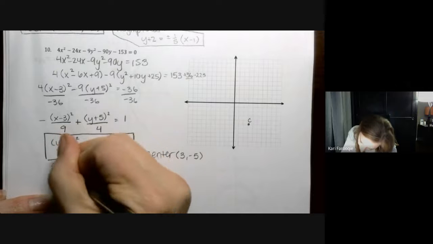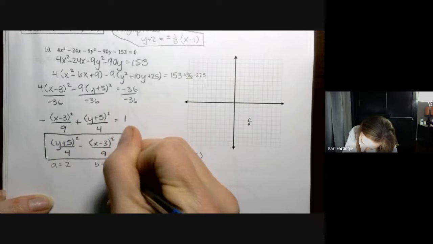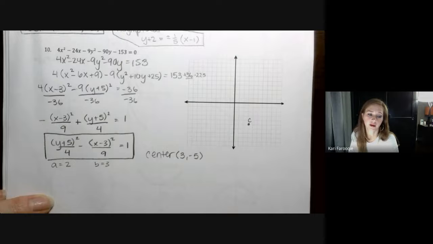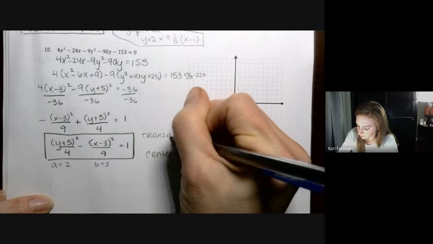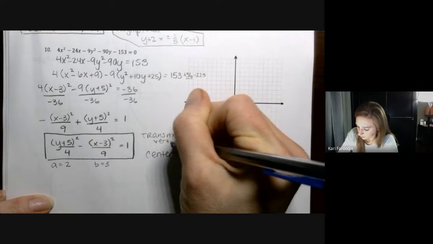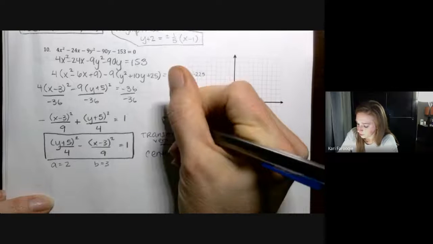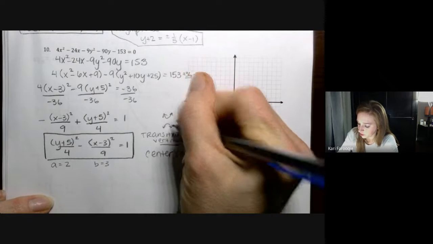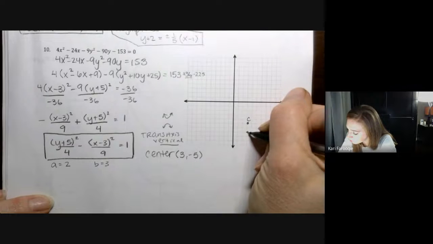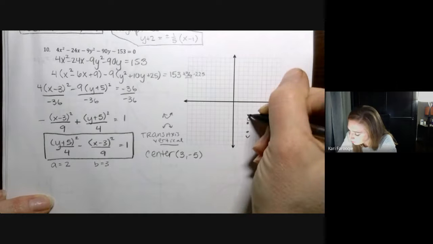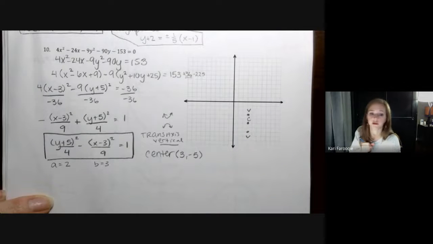Then you have a equals 2, b equals 3. If a equals 2, and we need to note here that our transverse axis is vertical, that means that your hyperbola is going to be opening up and down. That means we're going to go from center up 2 units and down 2 units to get to the vertex points. So there's one. Here's another one.